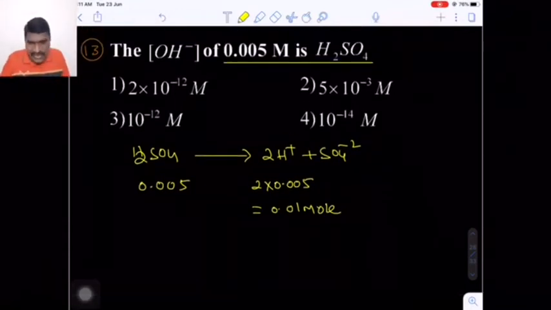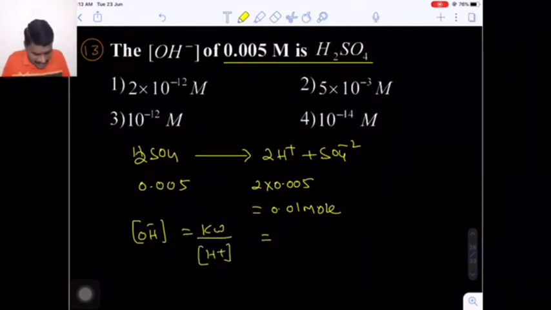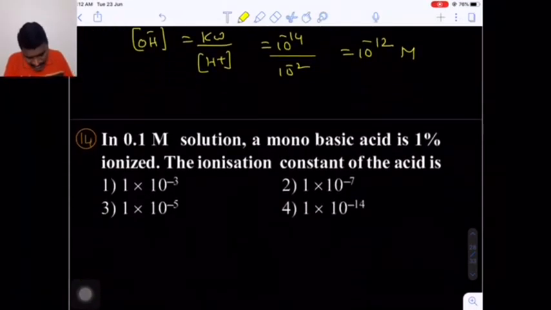Now the question is the OH minus ion concentration. The OH minus ion concentration again will be equal to Kw by the H+ ion concentration. What will be the Kw value? 10 raised to minus 14. By default, the temperature is not given, which means 25 degrees Celsius. Divided by the H+ ions, which is 10 raised to minus 2. So the answer will be 10 raised to minus 12 moles per liter. That is option number 3. Option number 3.